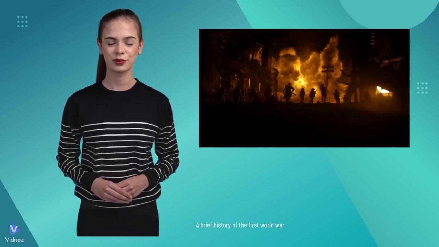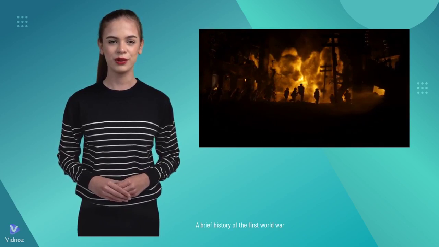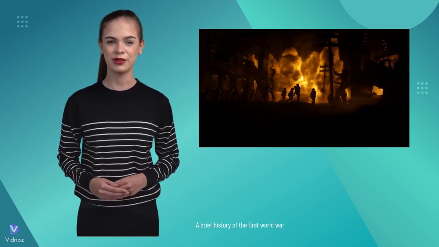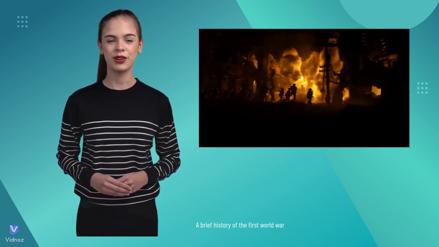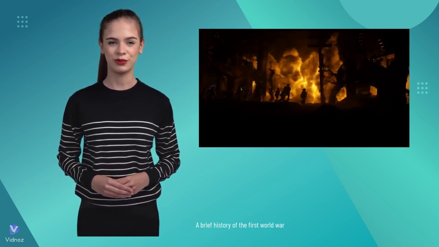The Western Front was the main theater of the war. It was a stalemate, with neither side able to make a significant breakthrough. The trenches became a symbol of the war, and they were home to many of the war's most horrific battles.